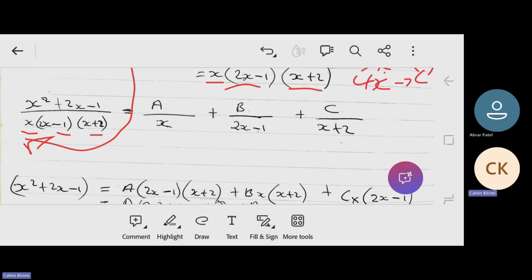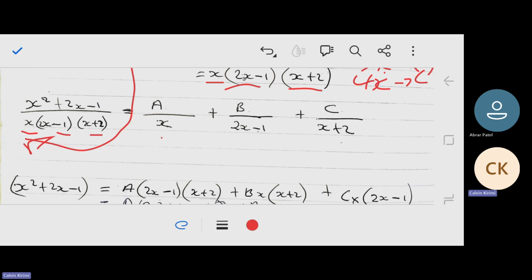So we equate the numerators, because the denominators are already fine. So in other words, you are saying, this x goes into this expression how many times? So this x and that x will cancel. That's why we are left with this part, which is just 2x minus 1, bracket x plus 2. Okay, that's why we are left with that expression.